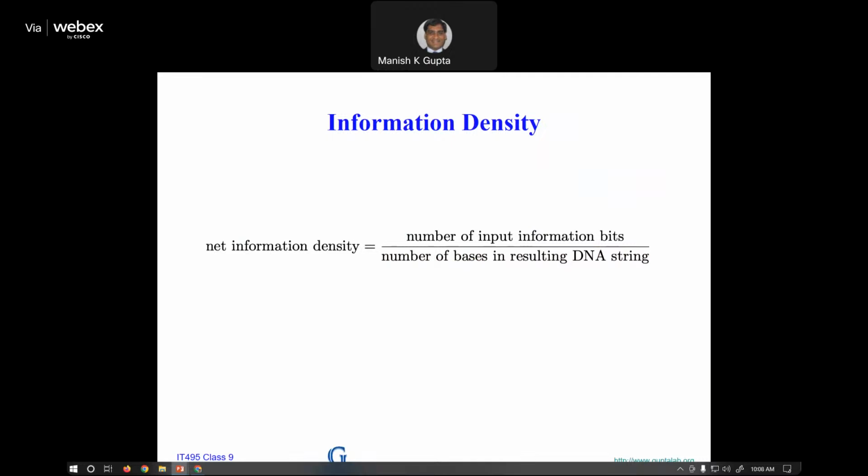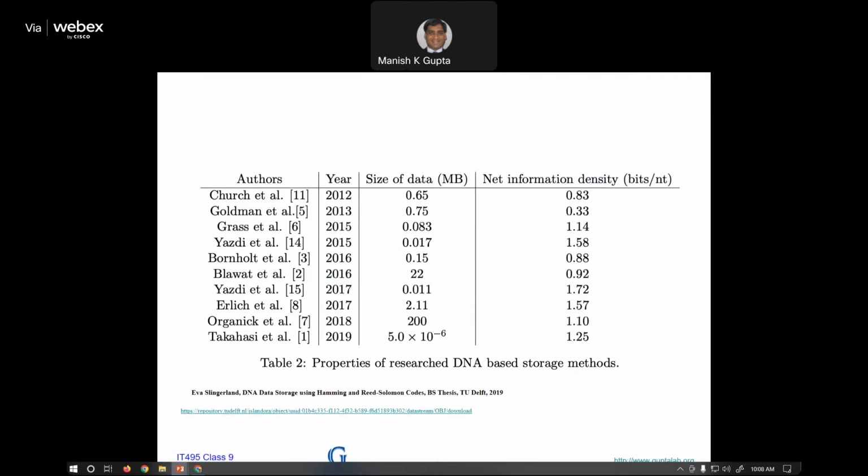So if you look here, after this Church and Goldman paper, there was Robert Grass in Switzerland. They have done interesting work. And you can see the information density here: the initial work was 0.83, 0.33, which was very low, right? And then after that, it goes to 1.14, 1.58.